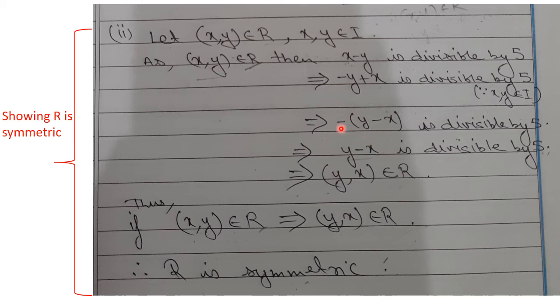Now next we can write minus, in bracket, y minus x. Clearly this is divisible by 5. If this is divisible by 5, that means y minus x is divisible by 5. So as y minus x is divisible by 5, therefore (y, x) will belong to this relation. That means y is related to x. Thus we were able to show that if (x, y) belongs to R, that implies that (y, x) also belongs to R. Therefore R is symmetric.